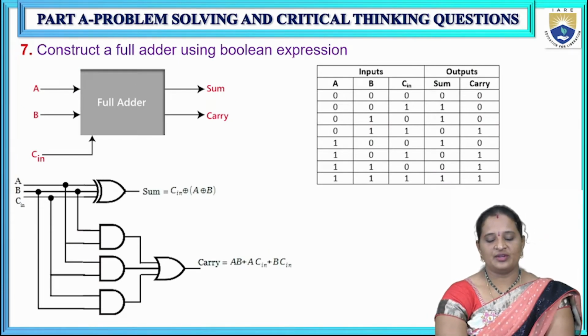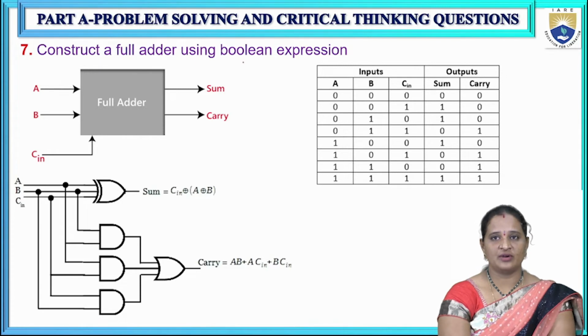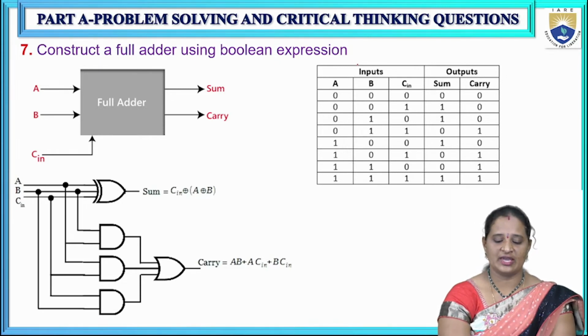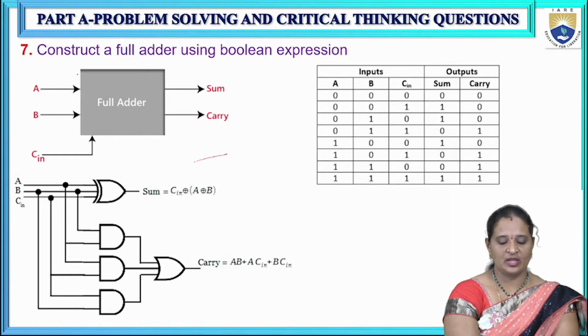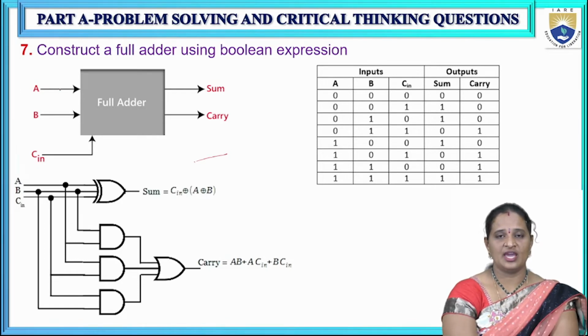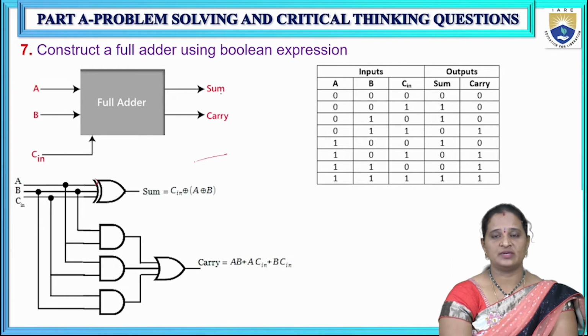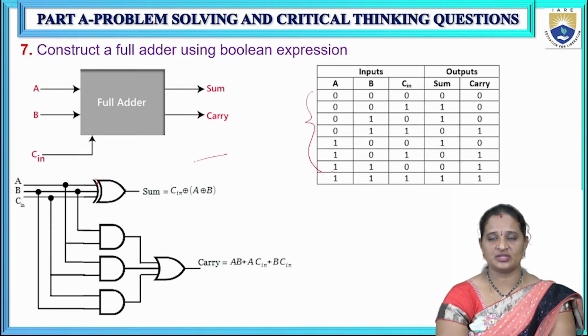And construct a full adder using Boolean expressions. So same thing, define a full adder, draw the block diagram. So how many inputs do we have? 3 inputs, A, B, C in, and 2 outputs, sum and carry, and draw the truth table. So a truth table consists of 3 inputs and all the 8 possible combinations of 3 inputs and the possible output, sum and carry, for those 8 combinations.